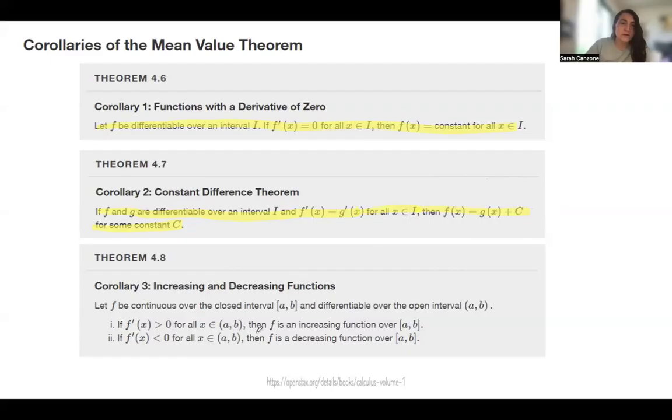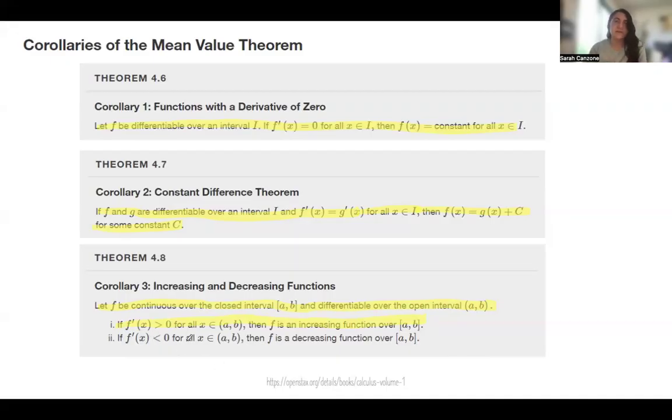All right, corollary 3 is a very important corollary. So if f is continuous over the closed bounded interval a to b and differentiable over the open interval a to b, then if the first derivative is positive, so if it's greater than 0 for all x in your interval, any interval at all, in fact, it doesn't have to be the entire interval, it could be anything, then f is an increasing function. So if your derivative is positive, then your original function is increasing.